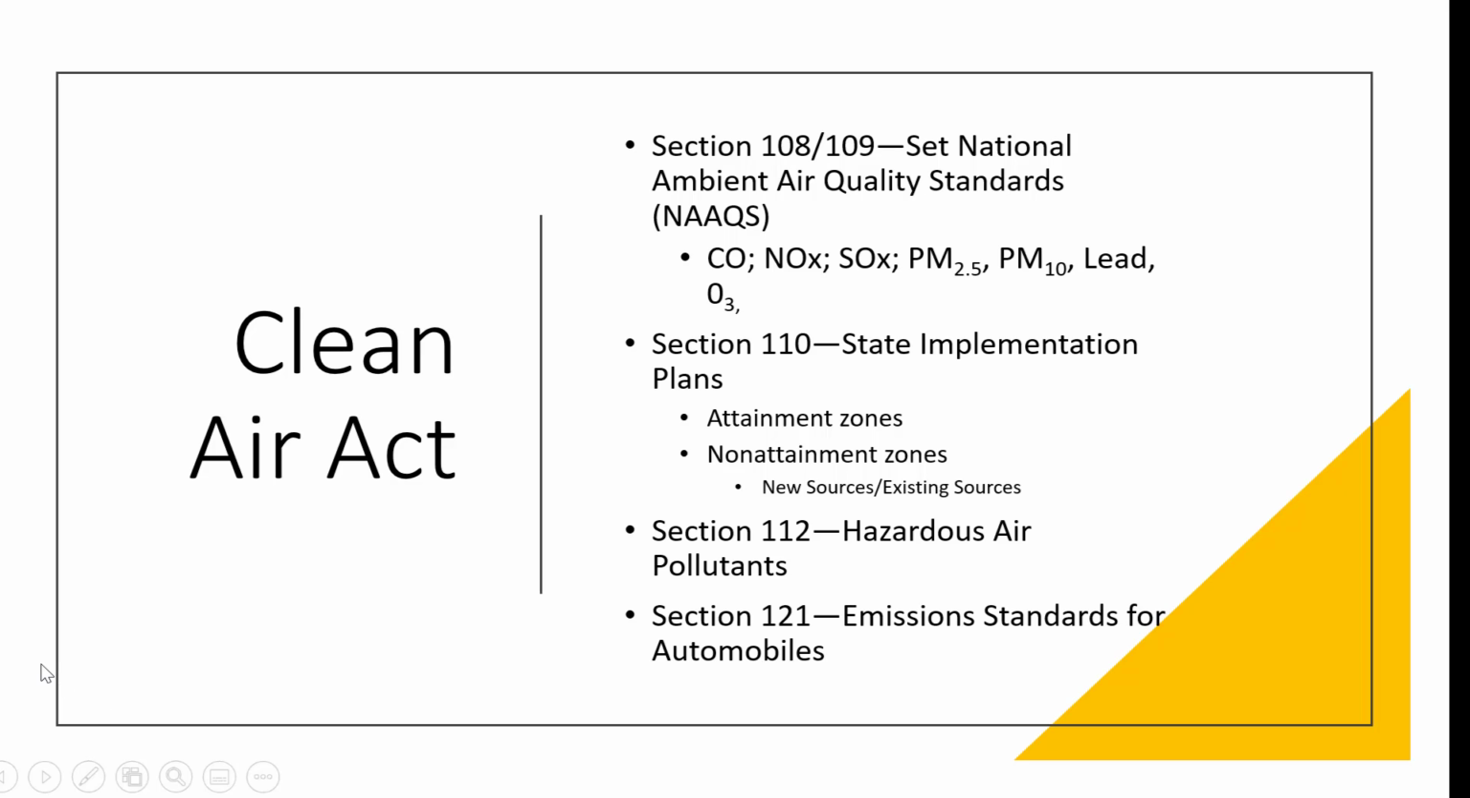I should have mentioned a couple more acronyms, so I'm going to just go back for a second to state implementation plans. In issuing the permits, states require certain levels of pollution control. So, for example, a new source in an attainment zone would be required to install what's called BACT, Best Available Control Technology.